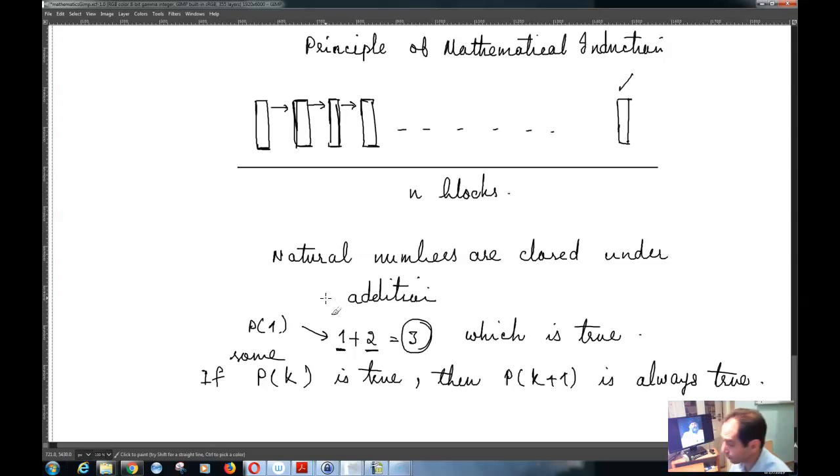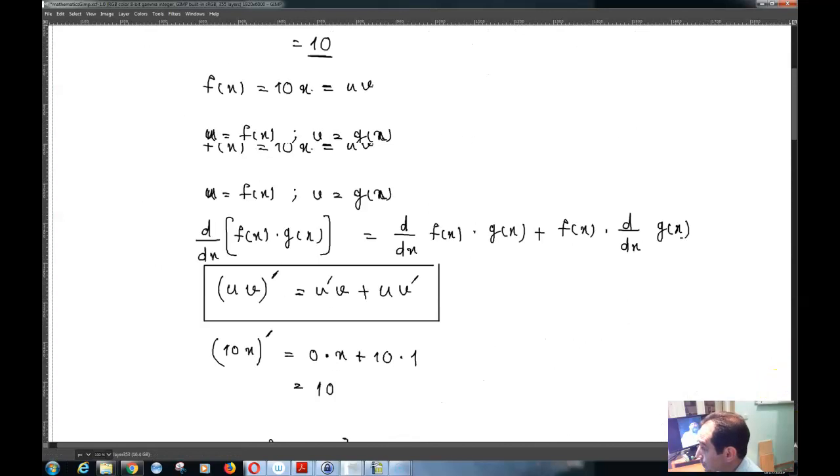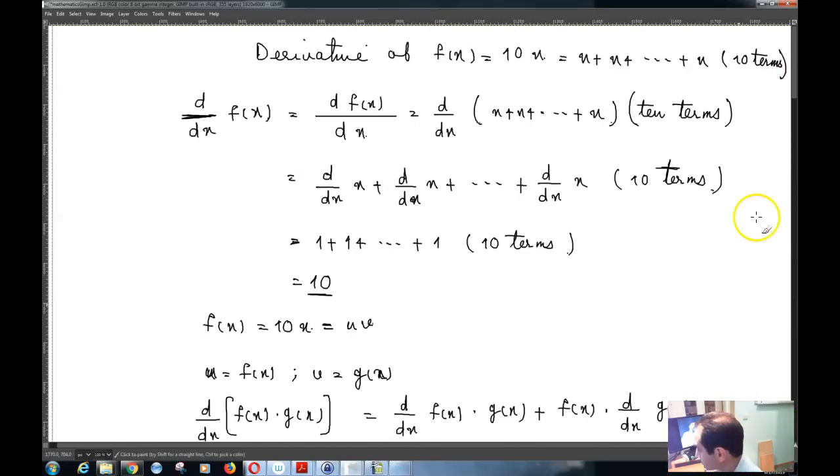So now let's see how they have done it in the case of this example over here. Based on induction, we can prove this way.